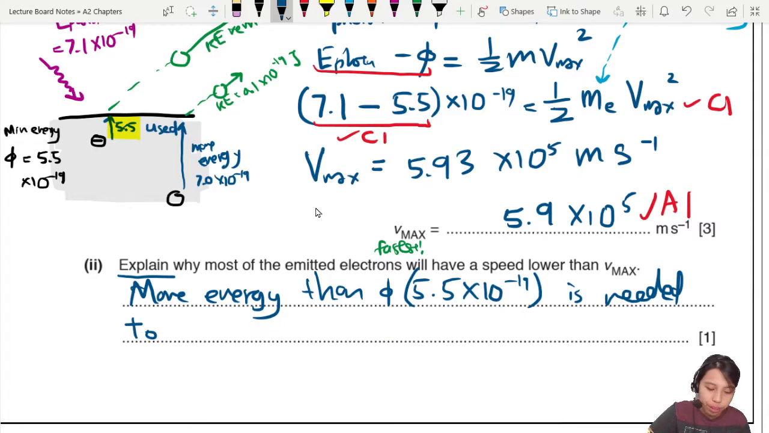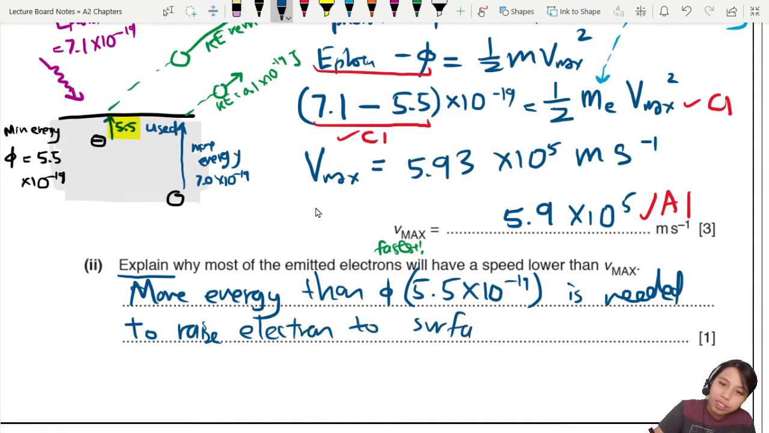to raise the electron to the surface of the metal. Okay, if you can talk about this idea, the idea of the work function, that's a B1 mark.